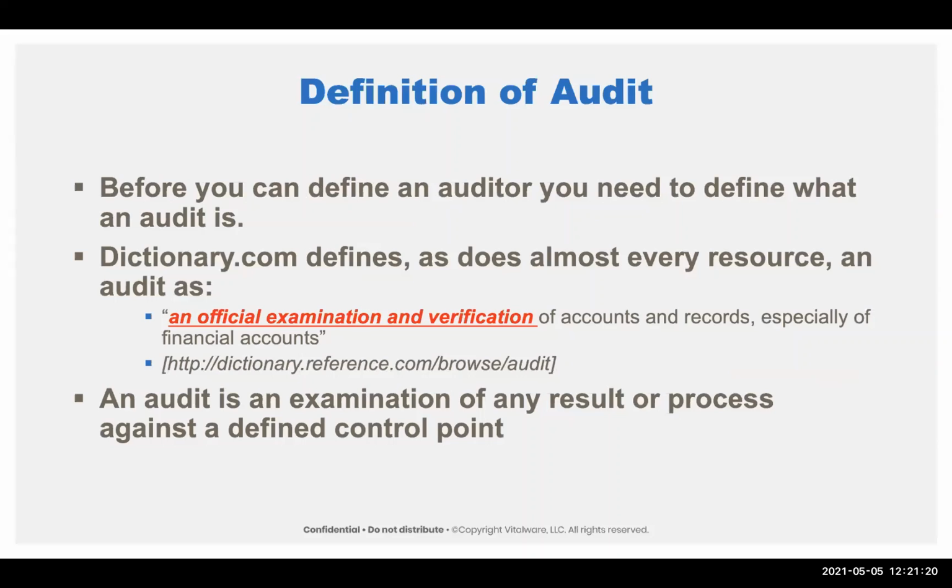So we're going to talk about the audit program. Coming from an accounting firm, if I take the financial background type of step, an audit was an official examination or verification of accounts or records. So pretty much everybody knows what a financial audit is. It's an examination of any result or process against a defined control point. So basically, if you're looking at your allowable costs, that's the definition. You're going to examine it against your control point of allowable cost definition.